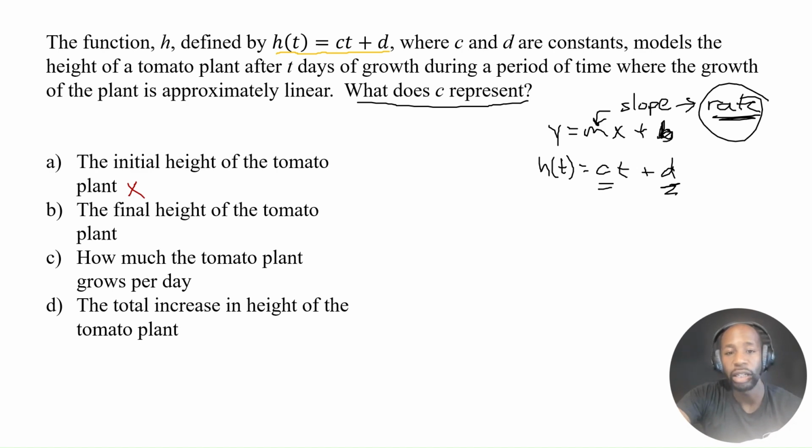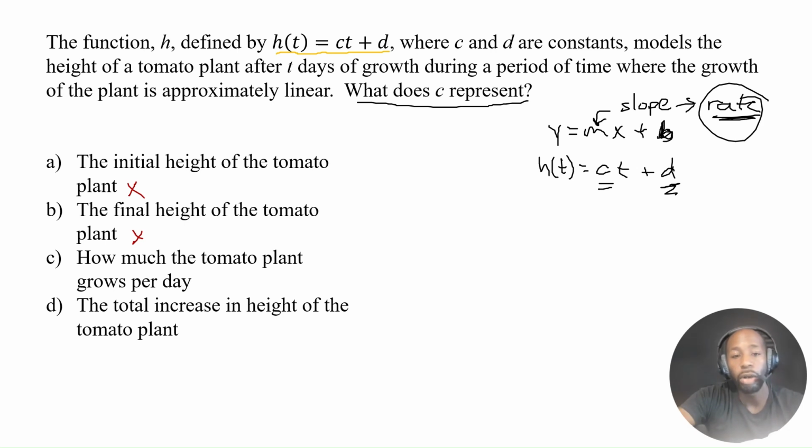B, the final height of the tomato plant. Once again, that doesn't really tell us a rate. It just tells us a definite height. So that doesn't really seem right. C, how much the tomato plant grows per day. Now we're talking. So let's still go to the last one just to see what it says.